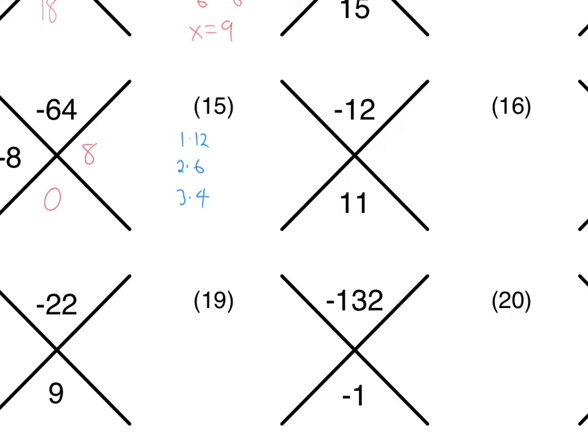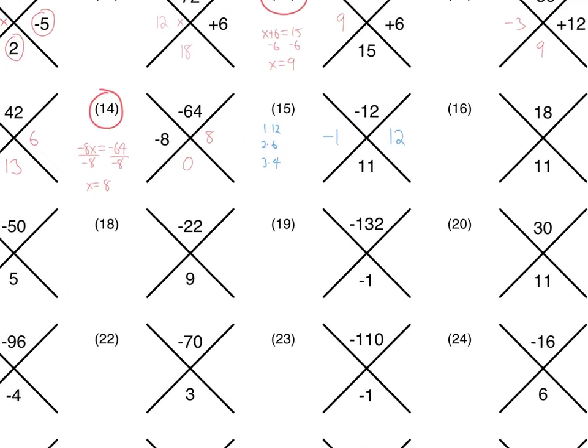Can we get 11 from either of these numbers by adding or subtracting them? The answer is yes. Hopefully you can see that 1 and 12 are going to give us 11, but what number needs to be negative or positive to give us 11? Well, we need negative 1 and positive 12. That's going to multiply to negative 12 and add to positive 11. And there we go. Okay, so here's another trick.